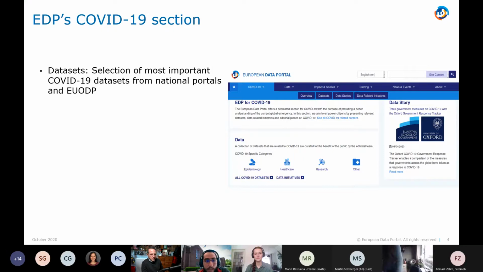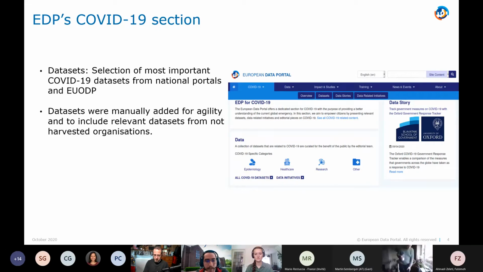It was comprised of three subsections: a dataset subsection, which was a selection of the most important COVID-19 related datasets from national portals and the EU Open Data Portal. Just a caveat there, datasets were manually added instead of using the process of harvesting, for agility, because we identified that it was important to have the datasets highlighted as soon as possible. So an editorial team just did a manual harvest of the relevant datasets on each national data portal. And this also allowed us to put there some datasets that were from other organizations, not data portals that we were harvesting. So that was our dataset section.